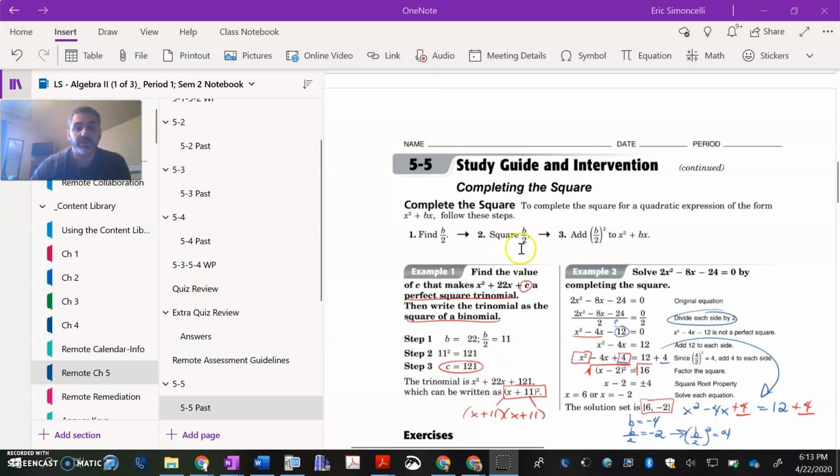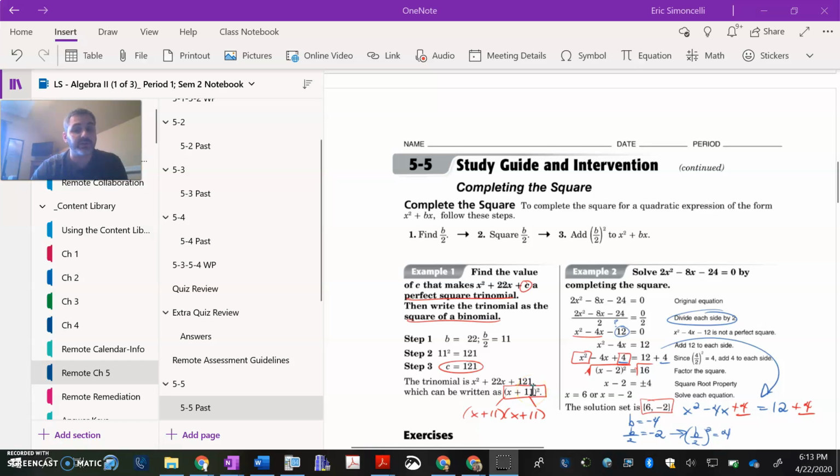Step 2, square b over 2, which is what we're seeing here. 11 squared, of course, that's 121. Check that step off. And then last but not least, step 3 is to take that value and literally add it to the original problem. Because we know it to be 121, that's what c is, so we could plug it in. So x squared plus 22x plus 121. And yes, this is now officially a perfect square trinomial.